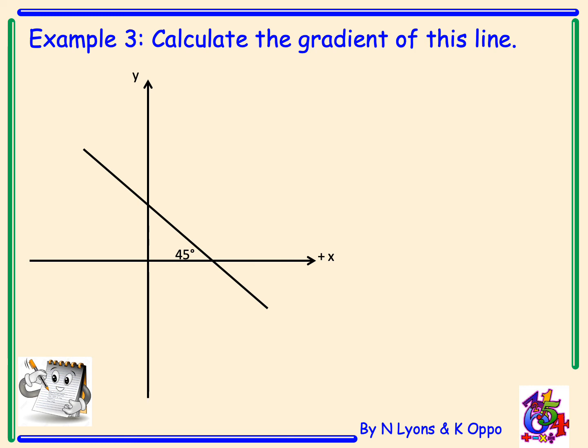Example 3, calculate the gradient of this line. Now the diagram is showing a line with a negative gradient, and the angle here you have is 45 degrees, but is that the angle the line's making with the positive direction of the x-axis? No, we need to work that out. So theta equals 135 degrees.